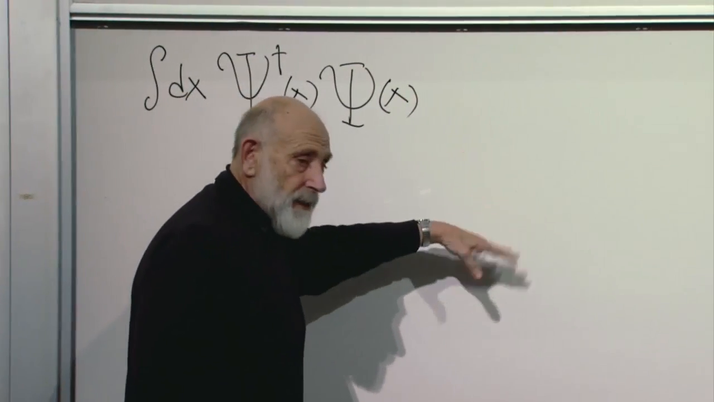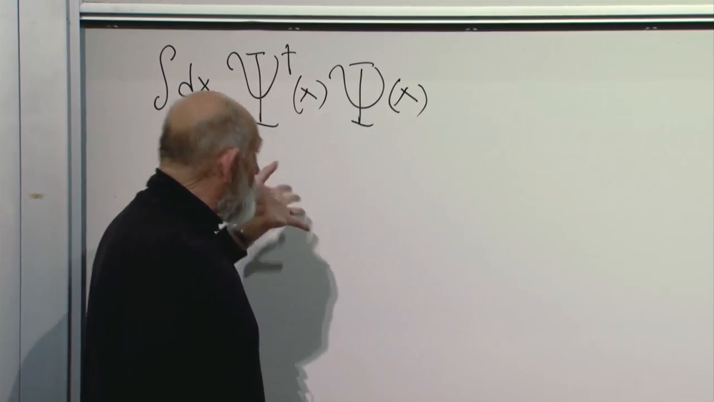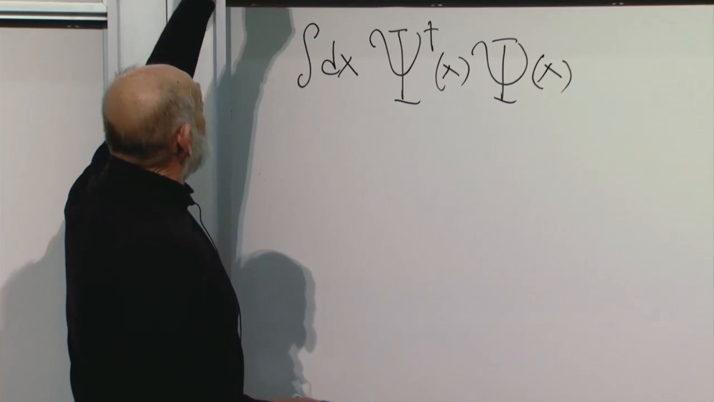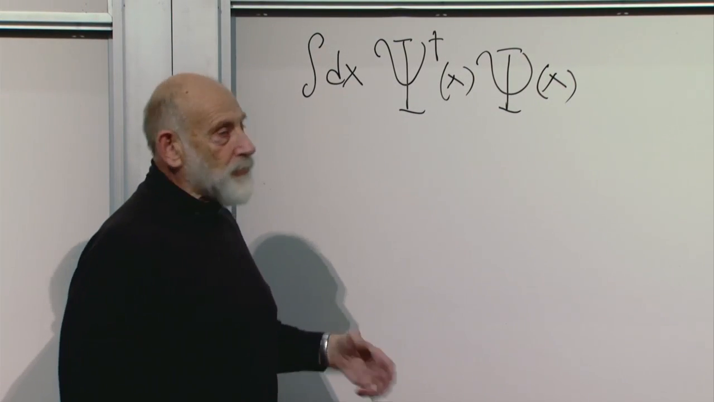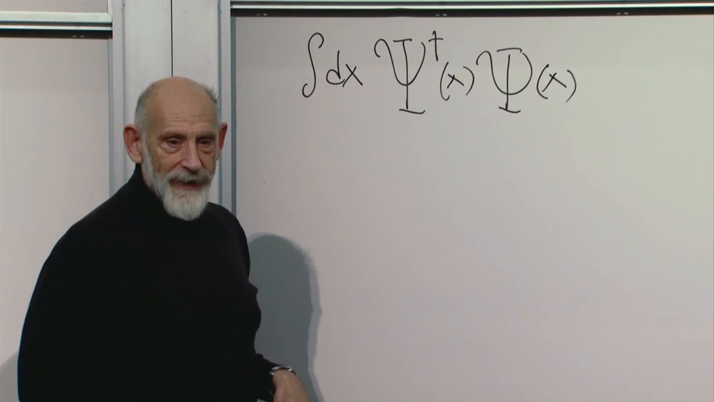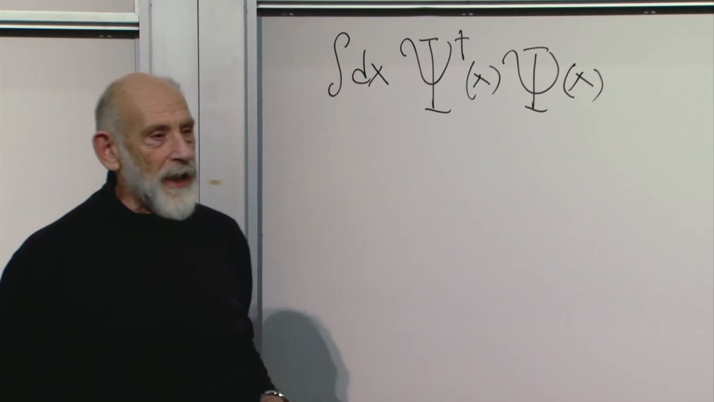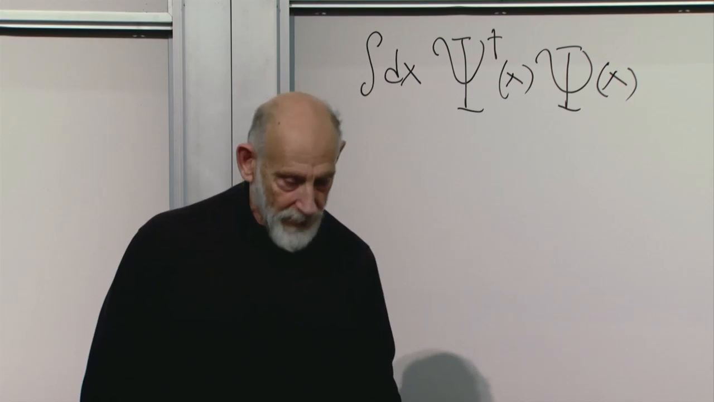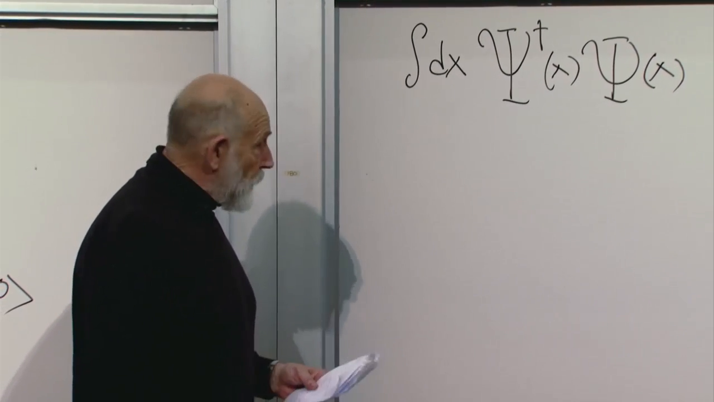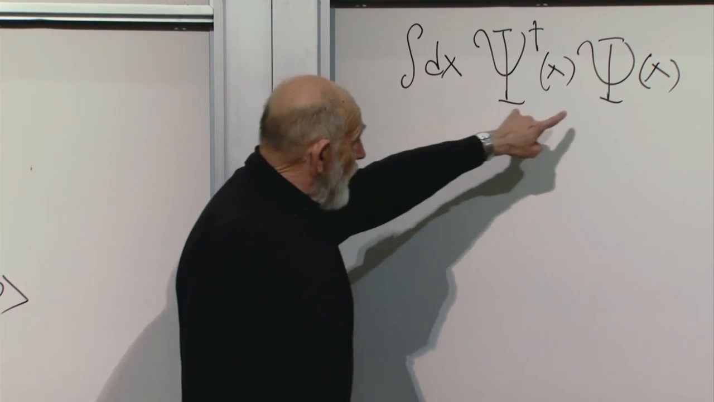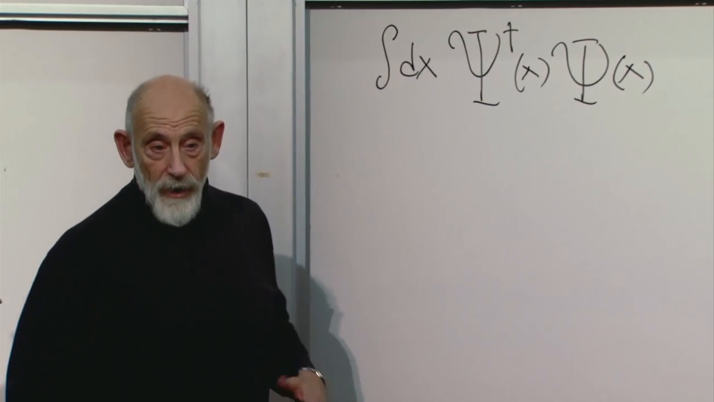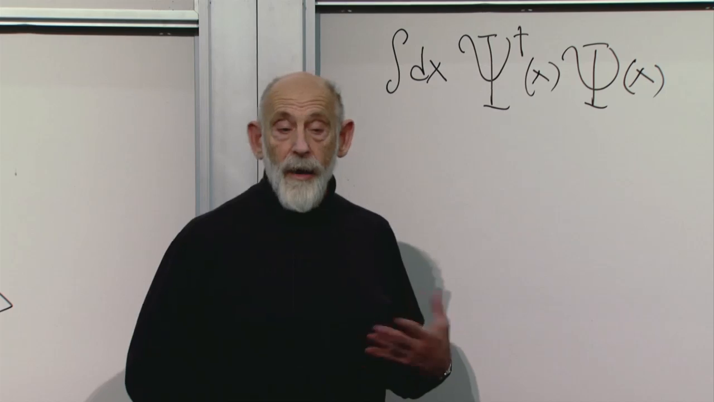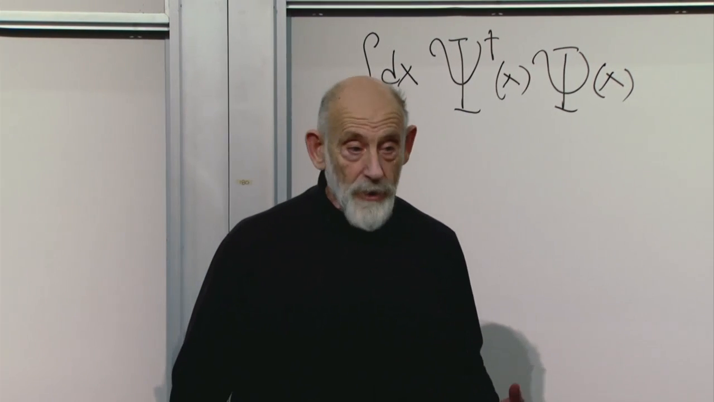When it acts on a state, it does something. This one creates a particle. This one annihilates a particle. But nevertheless, it has some formal structural similarity with the thing up on top. One wonders, what is it? Does it have some meaning? Is it something that has a physical significance? Is it something that you can measure? Incidentally, it's Hermitian, because if you take any operator and multiply it by its Hermitian conjugate, the result is Hermitian. That's like multiplying a complex number by its complex conjugate. The result is always real.